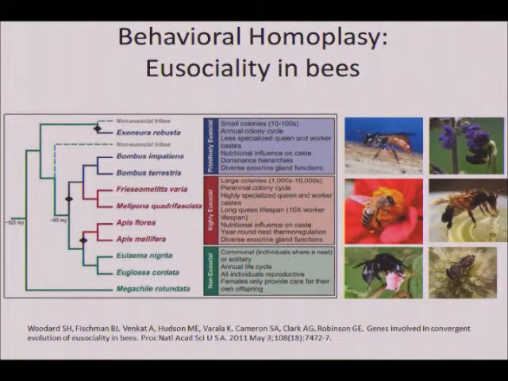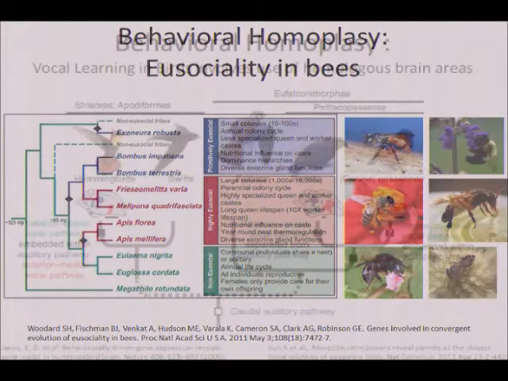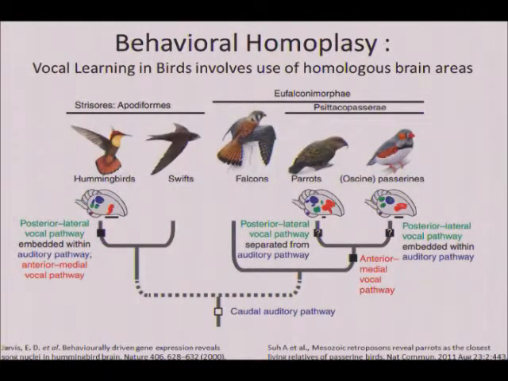Eusociality, of course, also evolved in insects and in crustacea. Within bees alone, it evolved independently twice. So what does this mean about the control of these behaviors by the nervous system? Well, vocal learning evolved independently twice and maybe 3 times in hummingbirds and in parrots and songbirds. The brain areas that are involved in vocal learning seem to be homologous. They show up with immediate early gene expression during tasks involved in vocal learning.